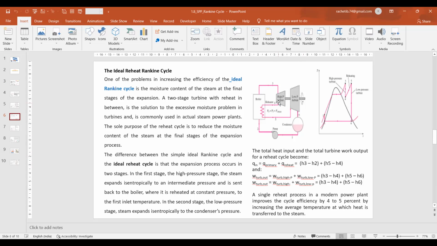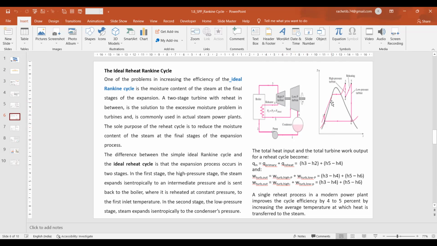In the reheat, the steam is expanded in 2 stages instead of 1. The steam coming out of the first turbine is reheated, that's why it is called reheat. It is reheated to its original superheated temperature, and then expanded again in the lower turbine, the LP turbine, and then condensed. Doing the work in 2 stages automatically improves the work done and the efficiency. Second, the moisture content, which was earlier higher, now gets reduced due to the reheating process.